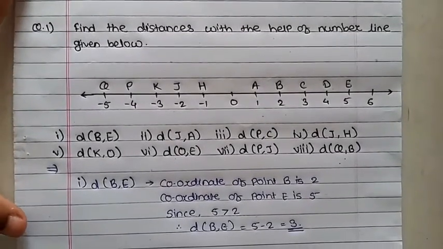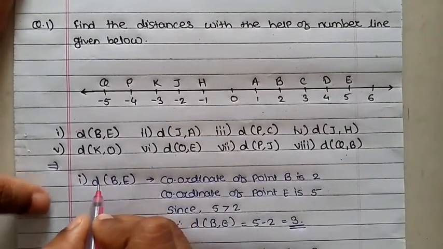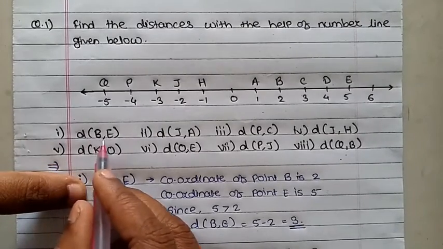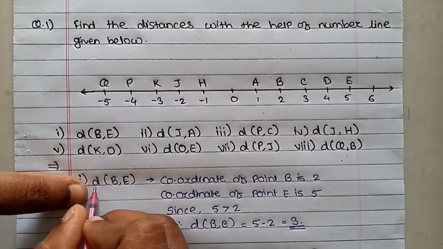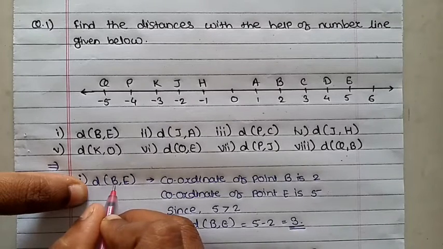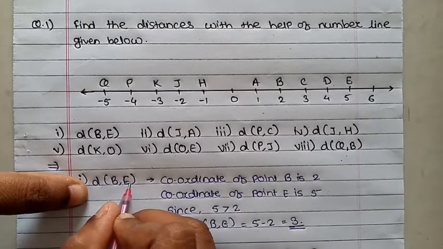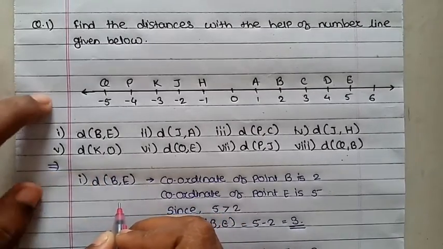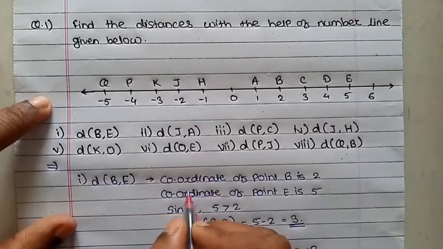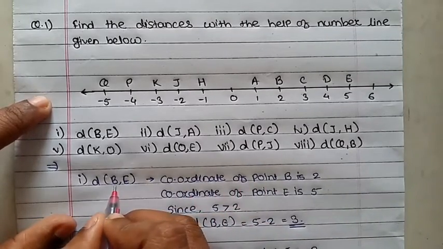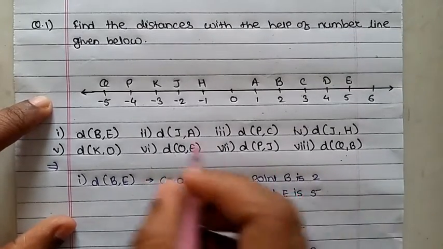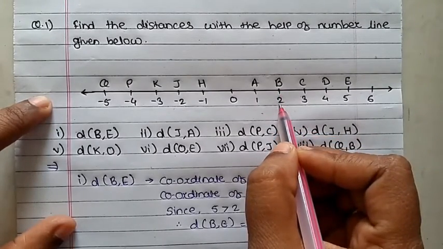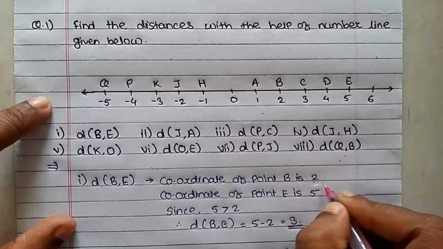Okay, next. So how to solve the first one? How to calculate? What is the first one? That is the distance between B and E. This D is denoted for the distance between the points B and E. So first of all, calculate the coordinates of each point. First point is B. So the coordinate of point B is what? Where is B? This one. So the coordinate of B is 2.